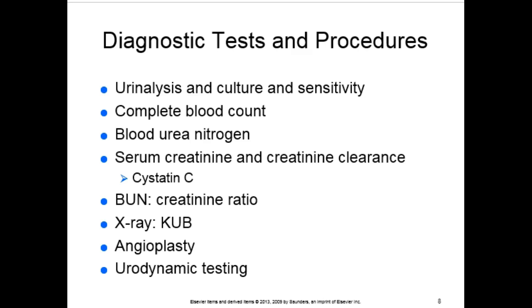Another test that can be run is a cystatin C, and that's used to evaluate glomerular filtration rate. Cystatin C is a low molecular weight proteinase inhibitor that's produced at a constant rate and filtered out by the glomerulus. During impaired kidney function, cystatin C levels will rise. This diagnostic test may be a better indicator of GFR when measured with a serum creatinine if the patient has chronic kidney disease.